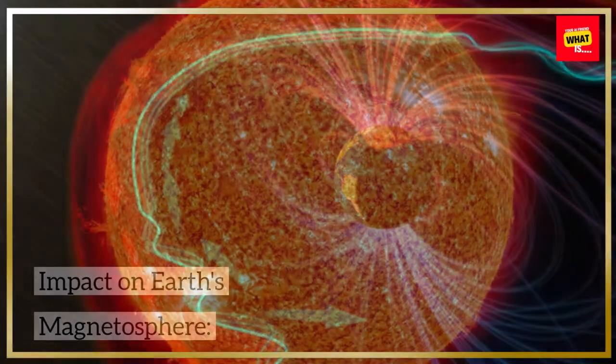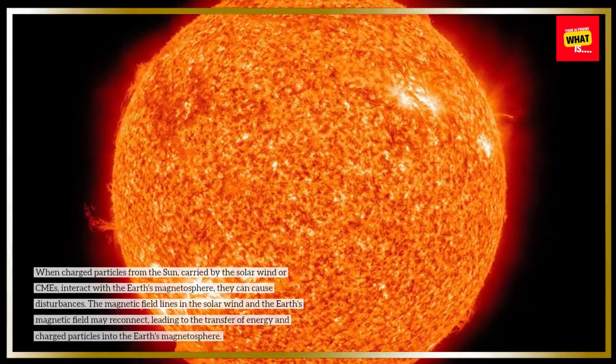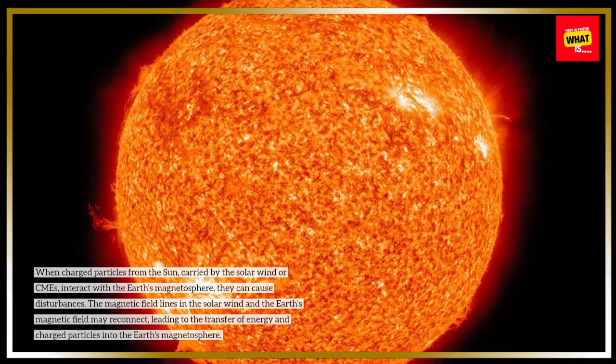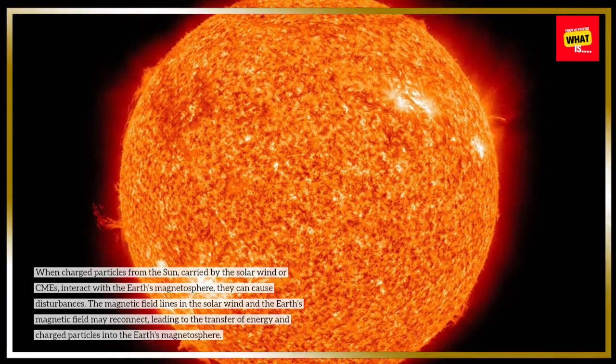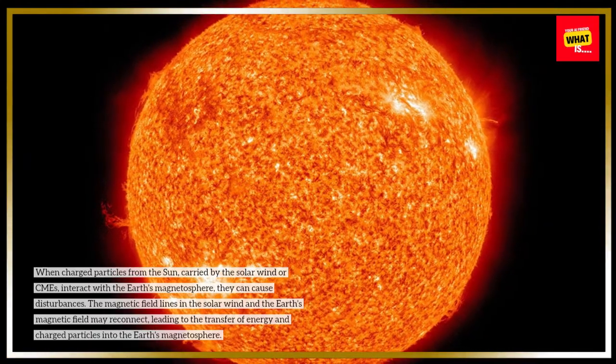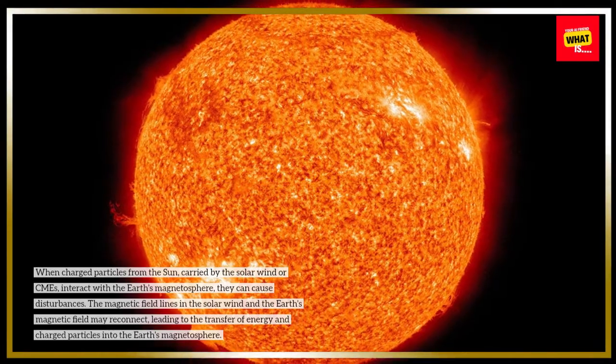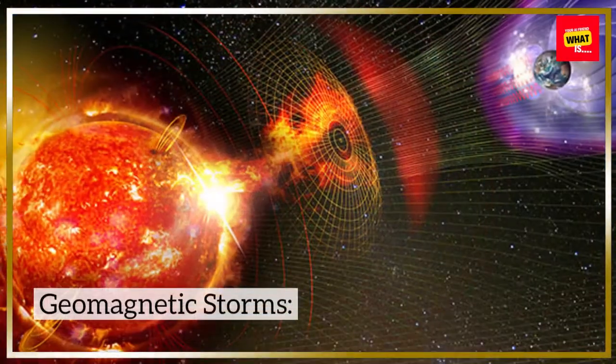Impact on Earth's magnetosphere. When charged particles from the Sun, carried by the solar wind or CMEs, interact with the Earth's magnetosphere, they can cause disturbances. The magnetic field lines in the solar wind and the Earth's magnetic field may reconnect, leading to the transfer of energy and charged particles into the Earth's magnetosphere.